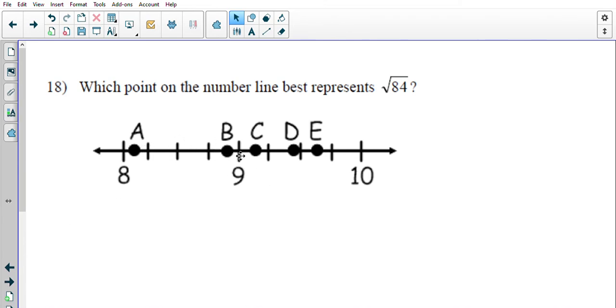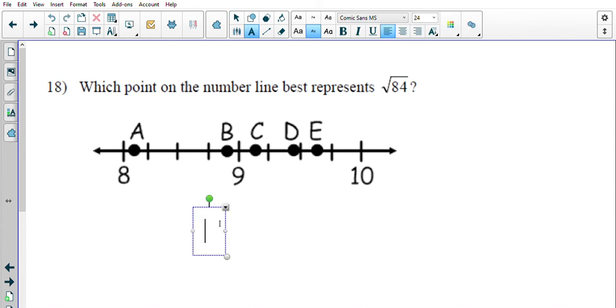I know 10 squared is 100, and I know that 84 is a lot closer to 81, which is what 9 to the second power is, than to 100, which is what 10 to the second power is. So I know that it's actually going to be pretty close to 9, which gives me a pretty good indication that point C is going to be where the square root of 84 is.